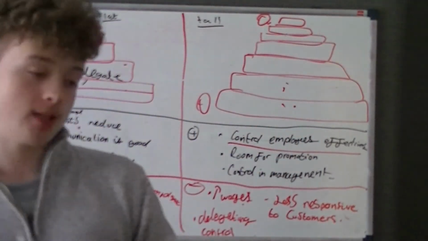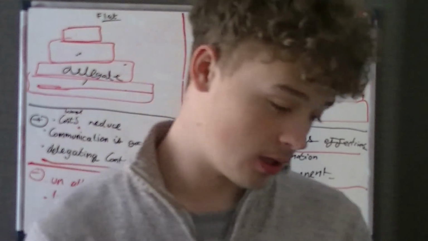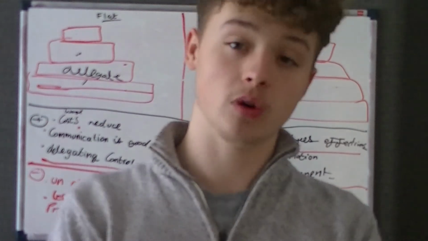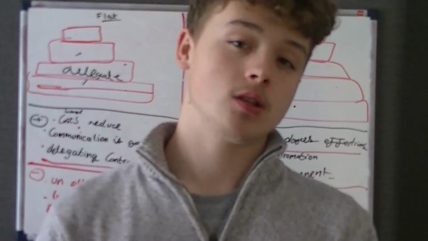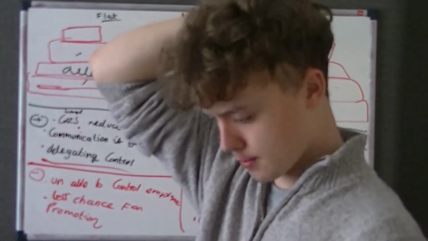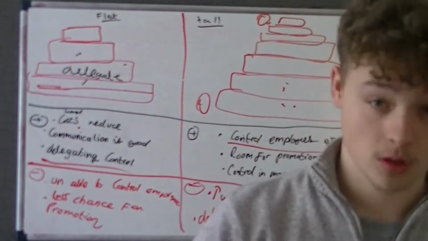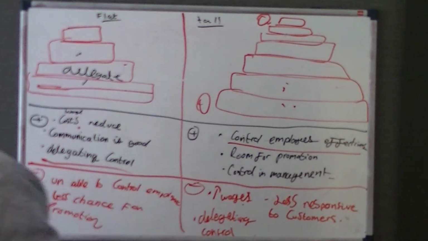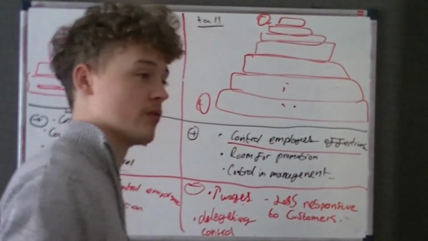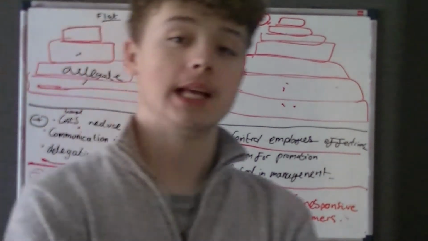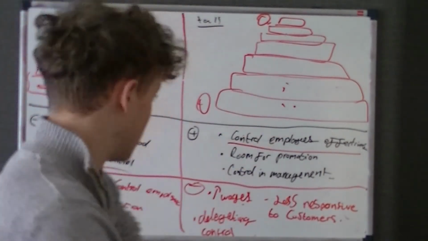However, a disadvantage is that the managers have a lot more to do. I mean, they can delegate control, but they have a lot more work to do in certain areas of the business. They're expected to cover a lot more. So they may have the same amount of workers, but it's just flatter, so there are more people in each section. And another disadvantage of a flat structure is that there is less chance for promotion, as there are fewer levels in the business.